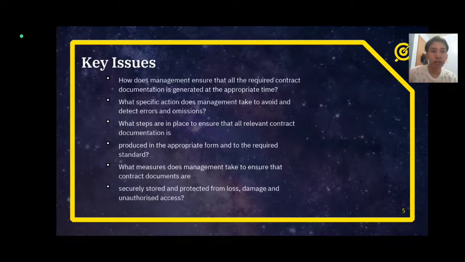So, what measures does management take to ensure that contract documents are securely stored and protected from loss and damage and unauthorized access? Naging issue na rin ito kasi minsan yung iba sa atin, basta na lang mailagay kung saan man yung isang bagay. Parang basta na lang mailagay dito, tapos hindi mo sure kung paano.